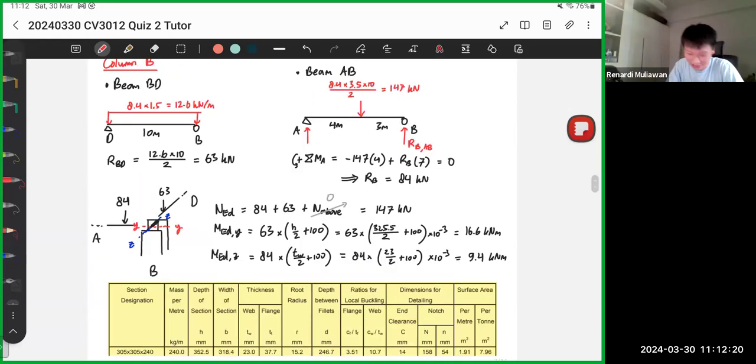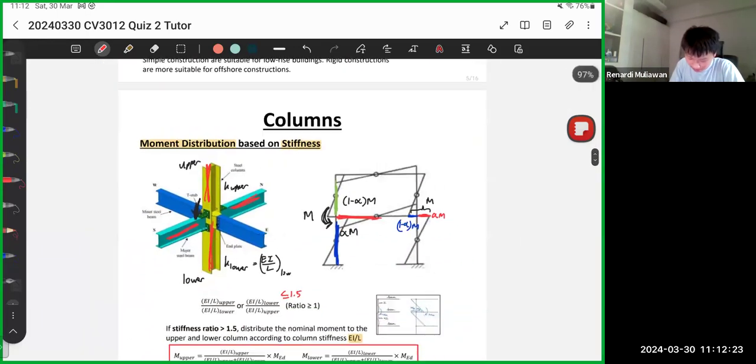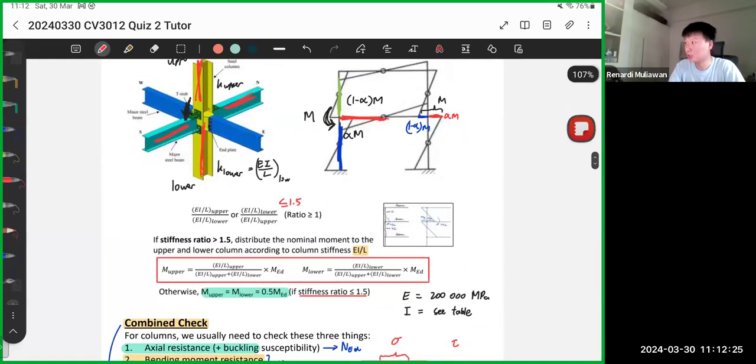The next question, for the stiffness ratio: for the I, do we use IY or IZ? That's also a very good question. The answer is very simple. Remember, bending moment goes in two directions, YY and ZZ. So for the stiffness ratio, we just use IY for the Y direction and IZ for the Z direction. So IY you use for MY, IZ you use for MZ.